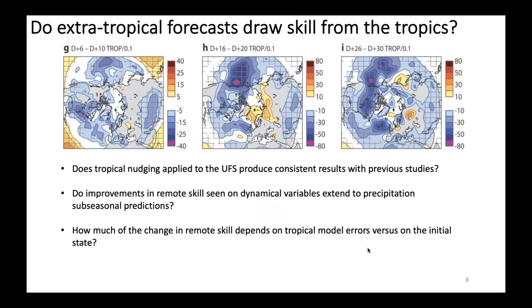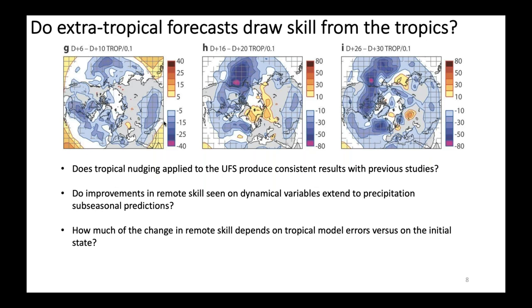So the overall conclusion from this type of study is that the extratropics do draw some skill from the tropics at subseasonal time scales. And what I'm interested in today for this talk is whether the UFS produces results consistent with our expectations from these previous studies. We're also interested in whether this error reduction has an imprint in surface variables, for example, precipitation in subseasonal predictions, and also on how much of this change in remote skill depends on the initial state of the model versus on tropical model errors.